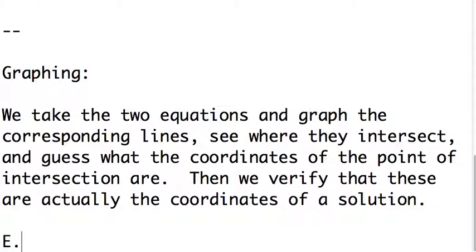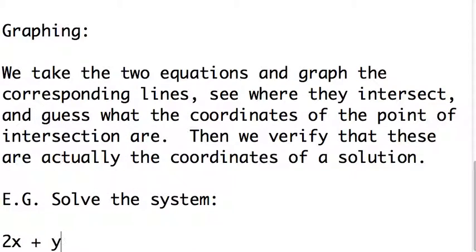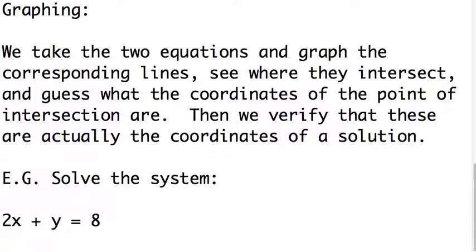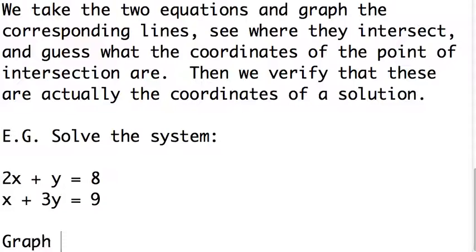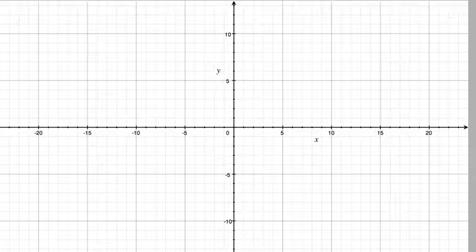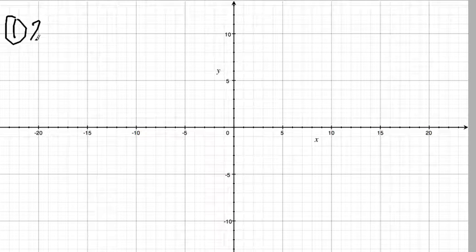So, for example, let's solve the system 2x plus y is equal to 8, and x plus 3y is equal to 9. Okay, great. To do this, let's graph both lines. So we're going to hop over to our coordinate plane. There we go. Now we're at the coordinate plane. Let's graph both of these lines. Now, what were the two lines we were looking at? Line number 1 was 2x plus y is equal to 8.